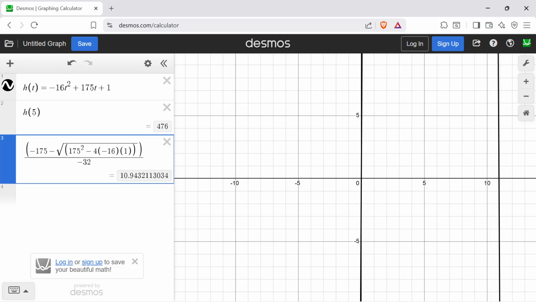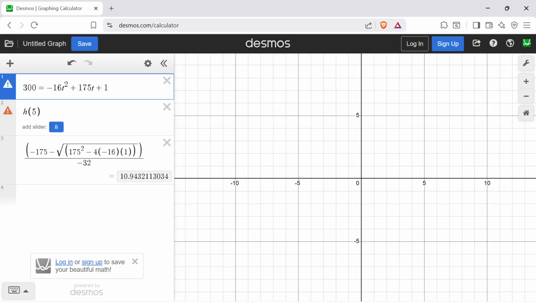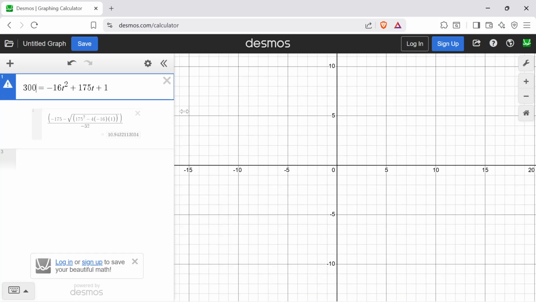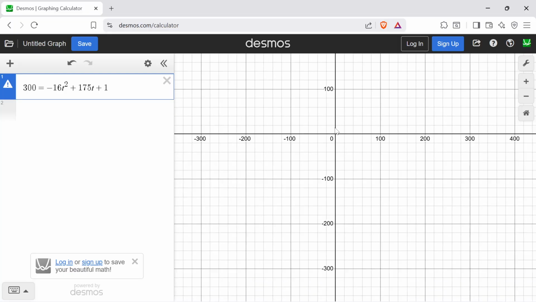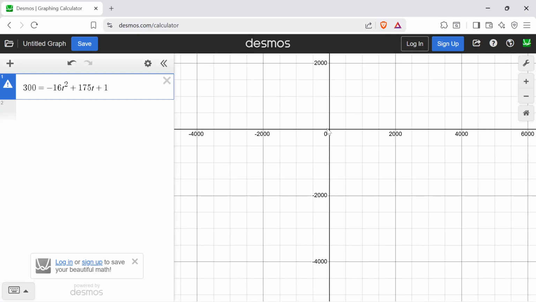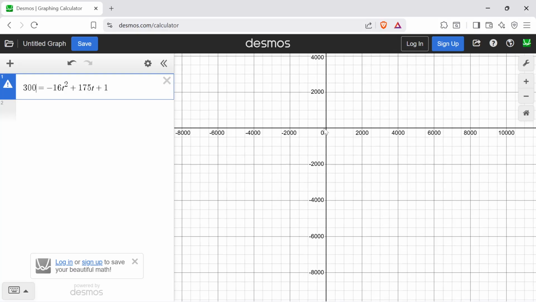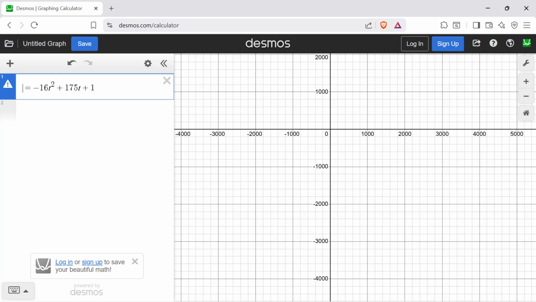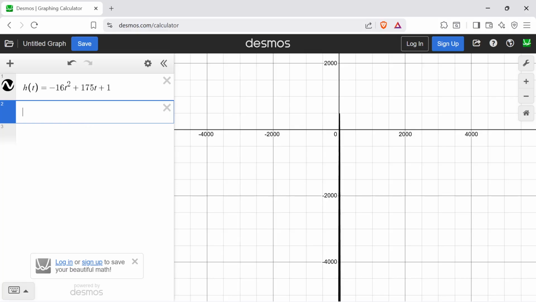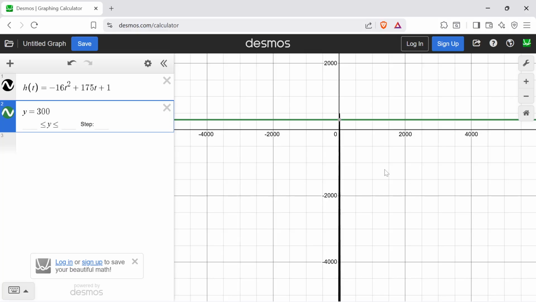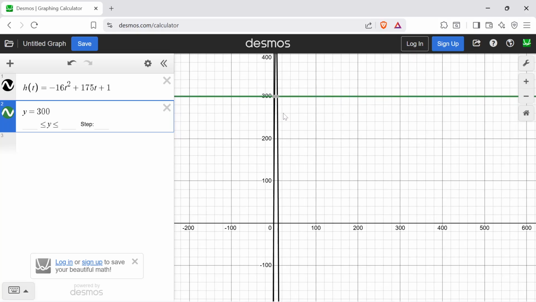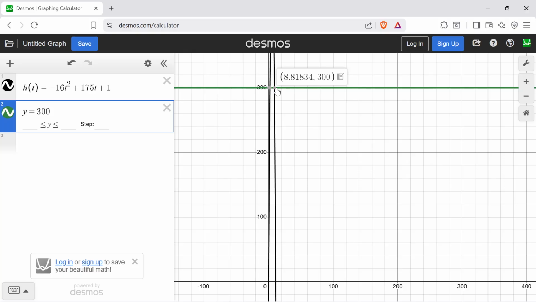I'll put equals 300, and I should get a number. Let's see if I get a beautiful number somewhere. Where is it? What's going on here? Well, I didn't get a number, so let's see what the problem is. I think that may be because I have a t there. Let's see. Well, I'll just put y equals 300 and see where they cross. That'll do it. It crosses at 8.818 seconds and 2.119 seconds.